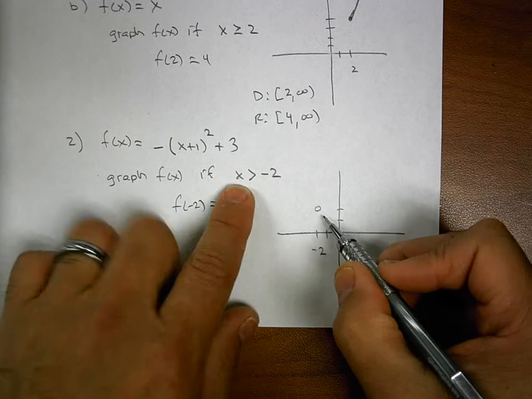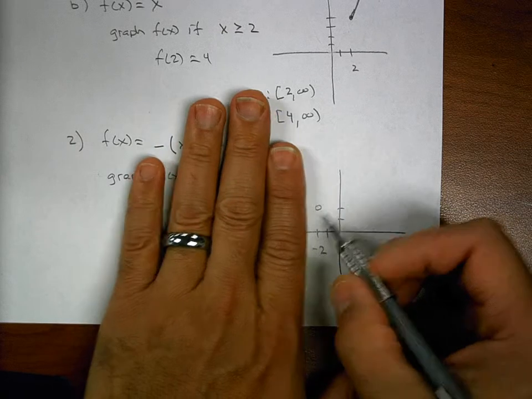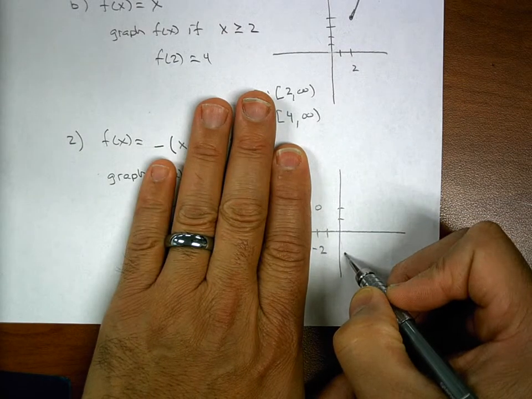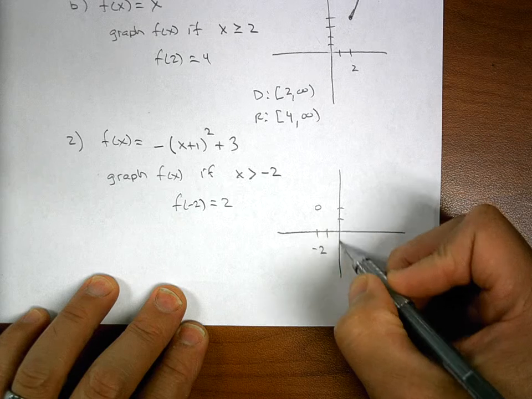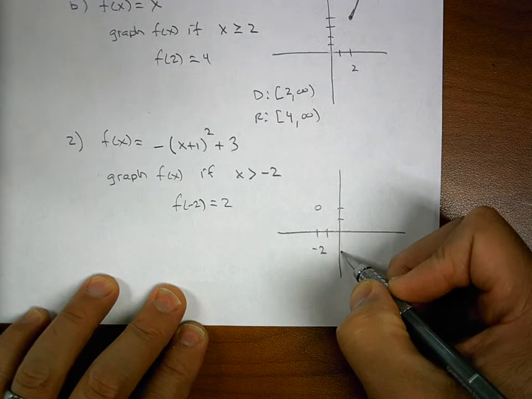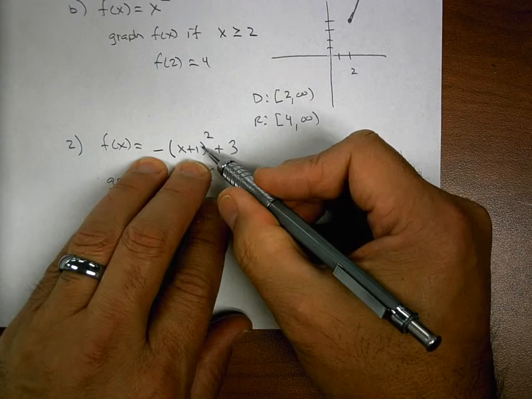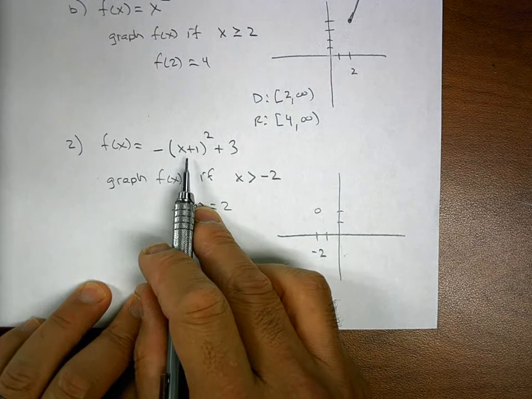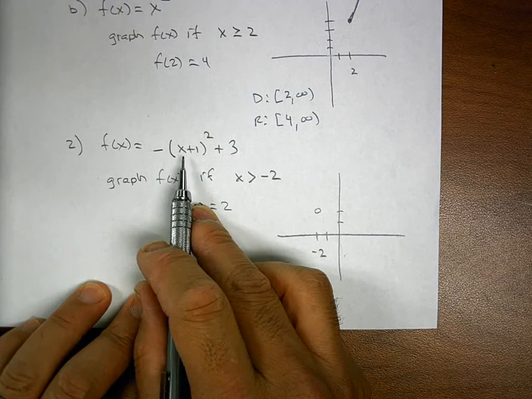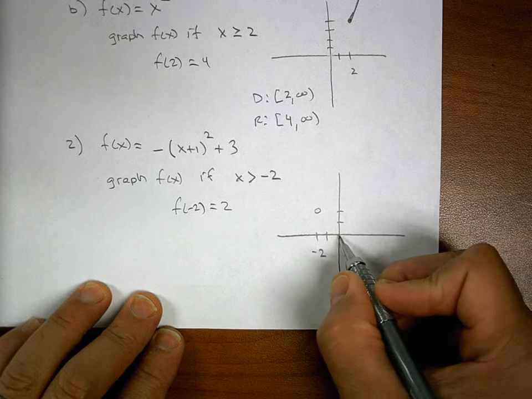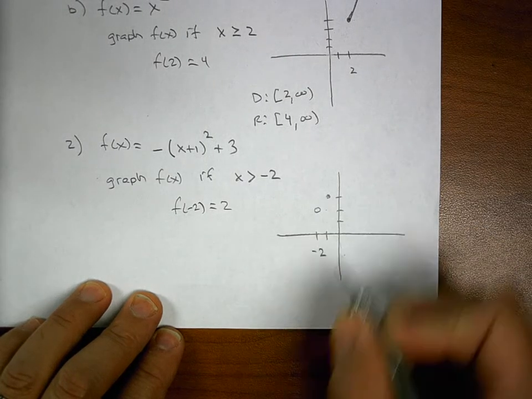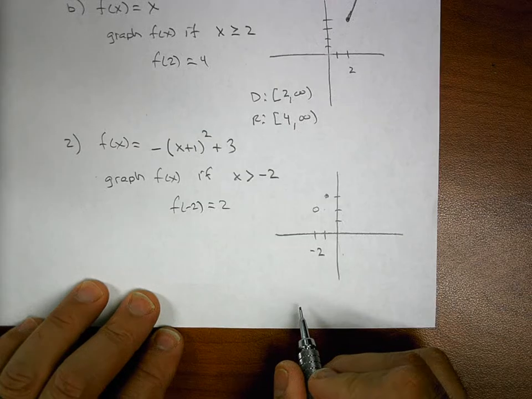Okay, well, x is bigger than negative 2, so I do want this side. But we need it a little bit more accurate, because I know it doesn't look like that. If I had you graph this, it's not going to be quite like that. Where's the vertex? Negative 1, 3. So plot this. Negative 1, 1, 2, 3. It's up there. That's the vertex.